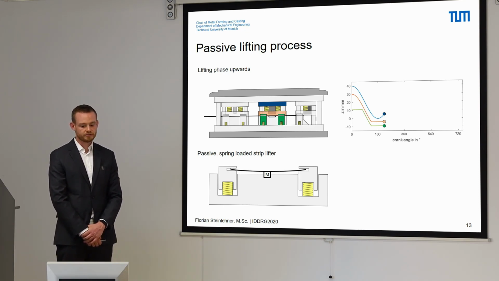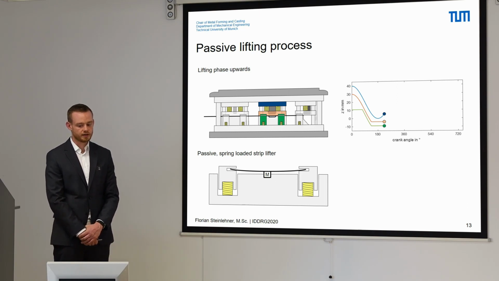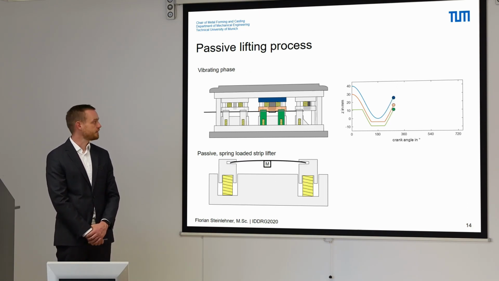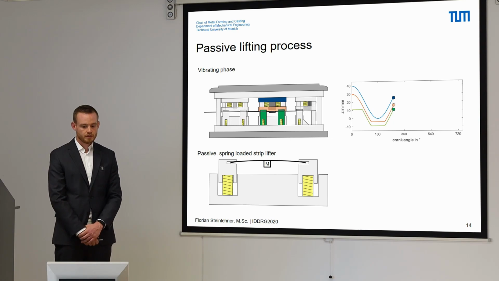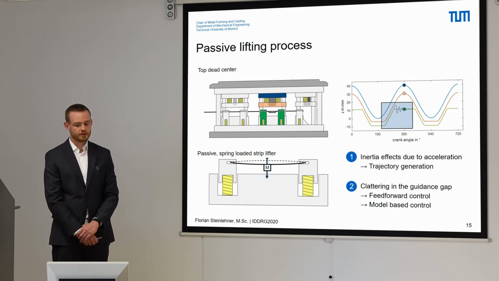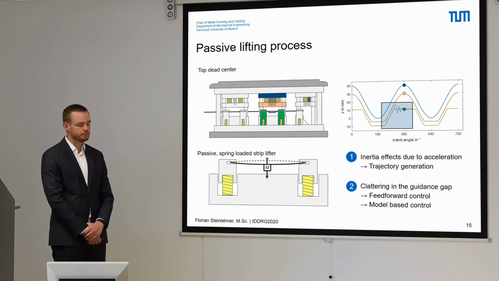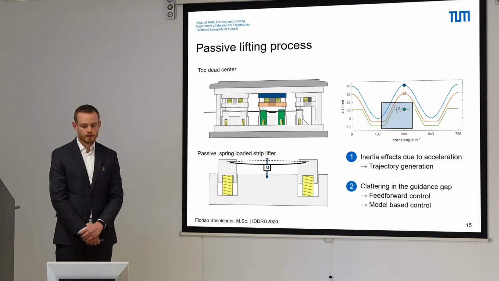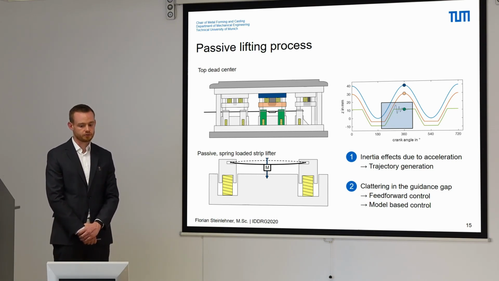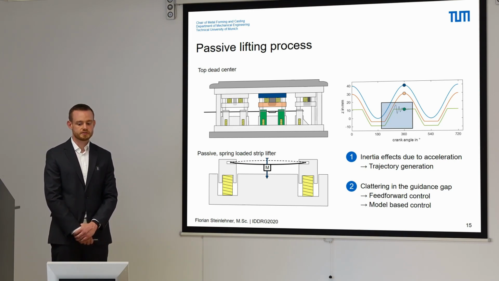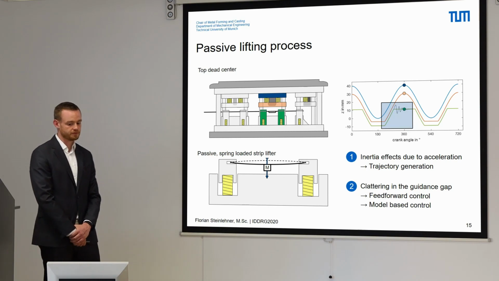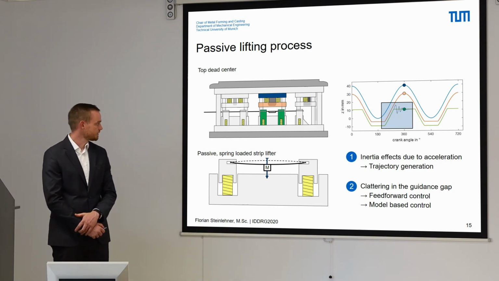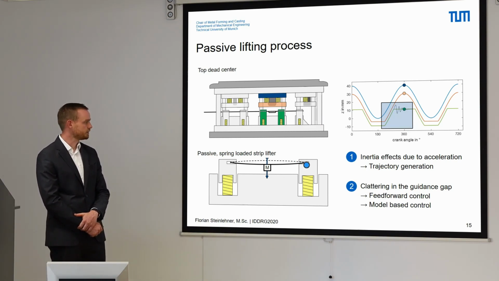After the strip is released, the strip lifters are pushing the strip, following the binder and the top plate, towards its upper position until the lifters reach their initial position. The upper position of the strip lifters is characterized by a hard stop, which leads to an immediate stop and results in a hard impact on the strip, which leads to strip vibrations. These vibrations cause a clattering of the strip in the guiding gap of the lifters, as we can see here in the left bottom corner.